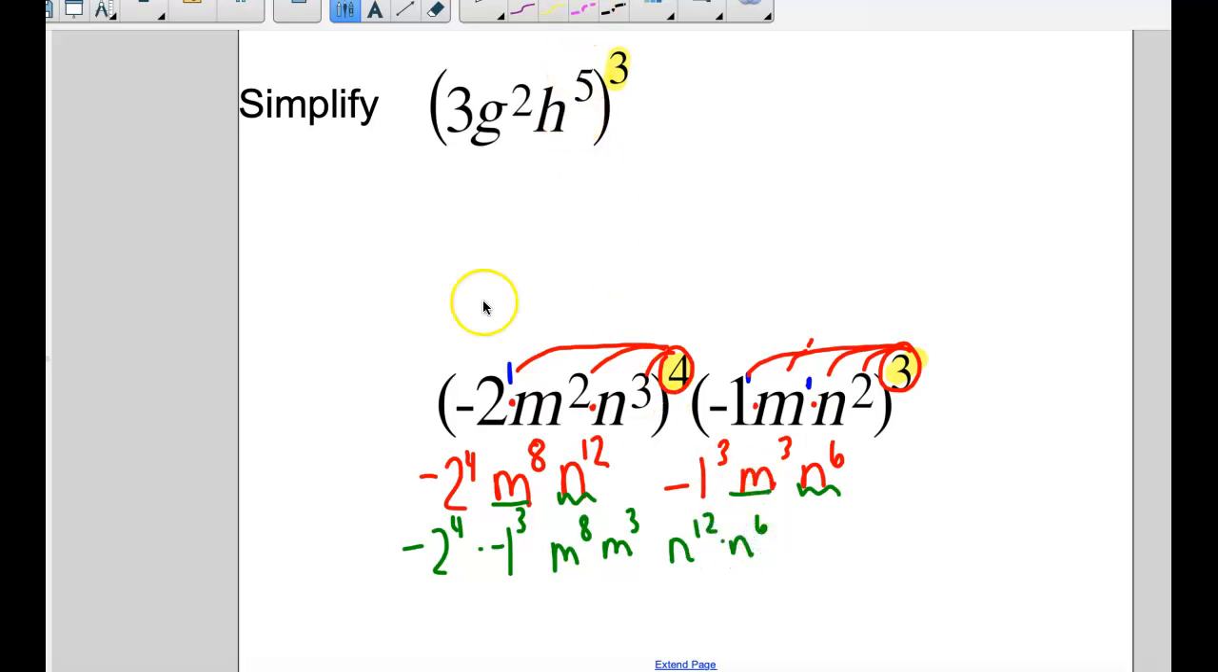And then when I walk through -2 to the 4th, if it helps you to write out the 4 -2's.